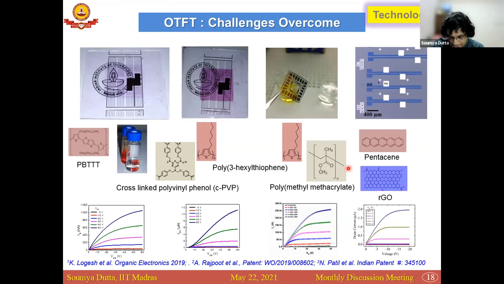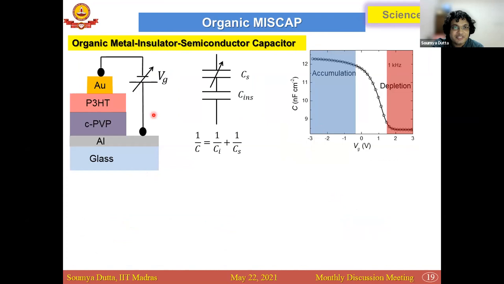Now, I'm not going into the details of this fabrication process. What I want to share is some interesting challenges and understanding here. As I said, this is a basic structure: you have metal, insulator, semiconductor, and another metal. Traditionally for silicon the same structure is used, and the equivalent circuit is as if there are two dielectric materials, or two capacitors.